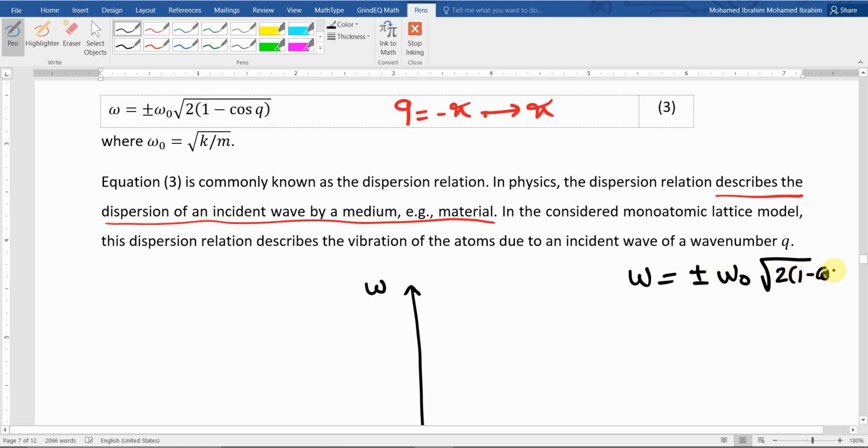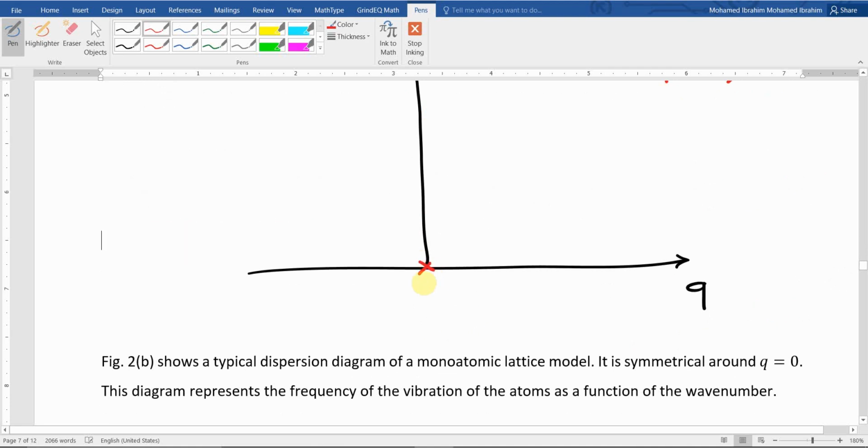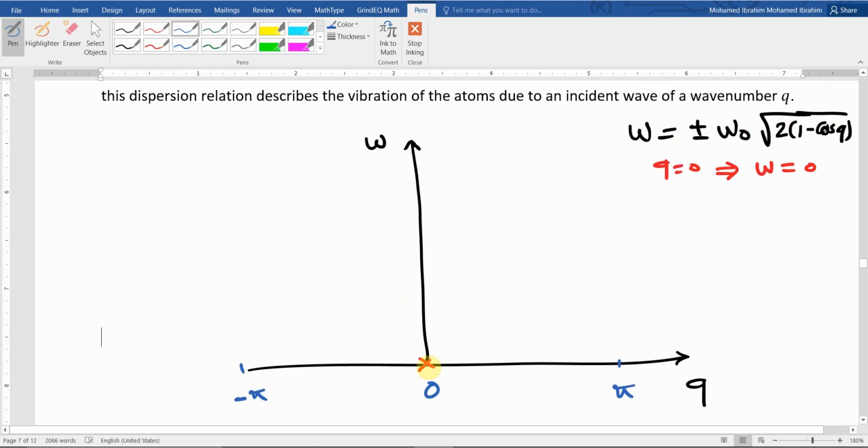And the equation again is omega equals plus or minus omega 0 times the square root of 2 times 1 minus cosine q, right? So for the case that q equals 0, what should omega be? You're going to find that omega will be 0, because cosine 0 is just 1, so 1 minus 1 gives 0, so everything will be 0. So the first point that we have here is when q equals 0, omega will be 0, and this gives us the first point.